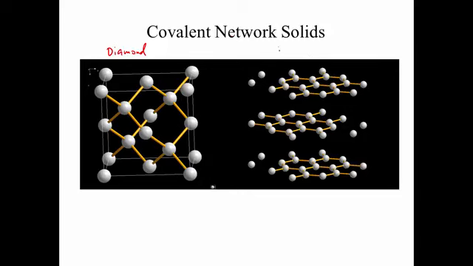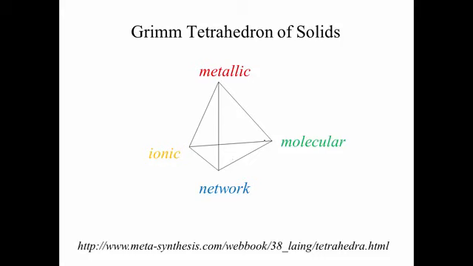And this structure here is another form of carbon, graphite, where it's a covalent network solid. Each carbon atom is bonded to 3 other carbon atoms in a 2-dimensional network, and these layers of carbon atoms are attracted to each other by van der Waals forces. So here we see why we have this tetrahedron of bonding rather than just 4 different categories: there's a continuum between a pure network solid, such as diamond, and a pure molecular solid, such as sugar. Somewhere in here is graphite, which has both a covalent network and intermolecular or van der Waals forces holding the solid together.